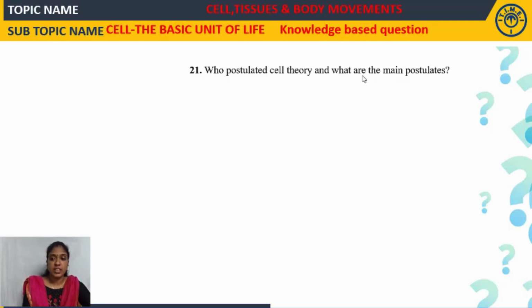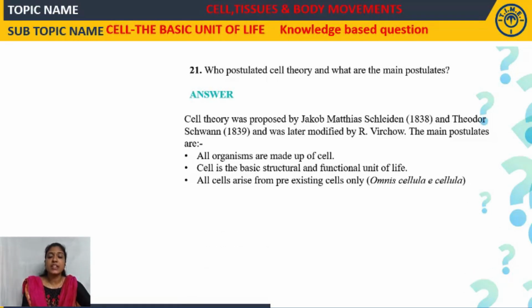So let us check whether the assumption is correct or not. Cell theory was proposed by Matthias Schleiden in 1838 and Theodor Schwann in 1839. Later it was modified by Rudolf Virchow. The main postulates are: all organisms are made of cells. Cell is the basic structural and functional unit of life. All cells arise from pre-existing cells only, that is, omnis cellula e cellula.